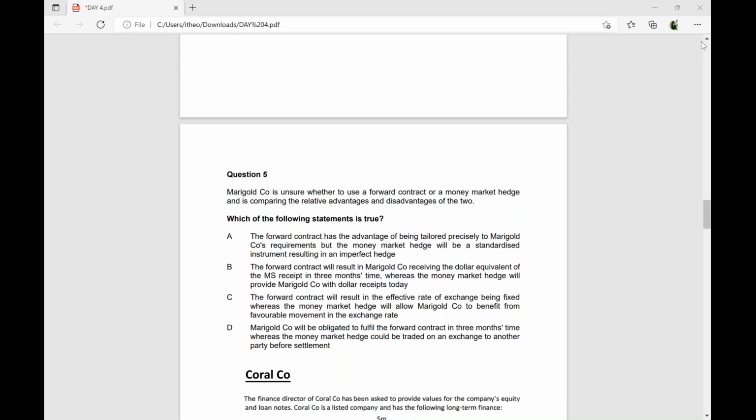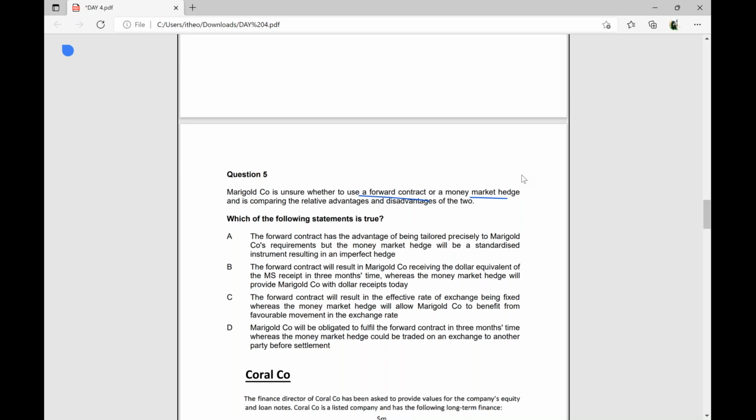Let me do MCQ number 5 and then we will take the questions. Marigold is unsure whether to use a forward exchange contract or a money market hedge, and it's comparing the advantages and disadvantages of the two. Which of the following statements is true? Now, there are 4 options. In the previous requirement, it clearly mentioned which 2, so you had to tick 2. But here it's saying which of the following statements is true. No 2 answers, just 1.